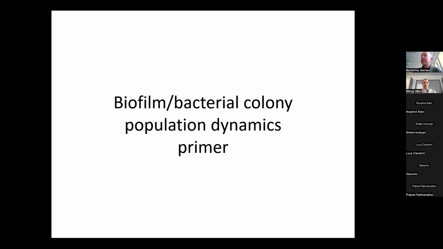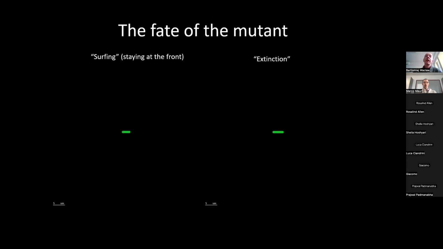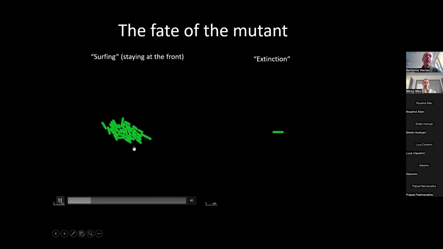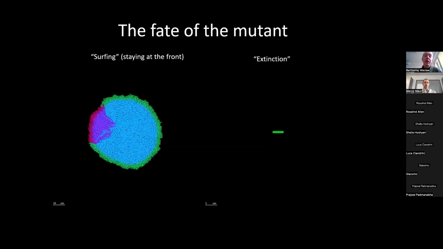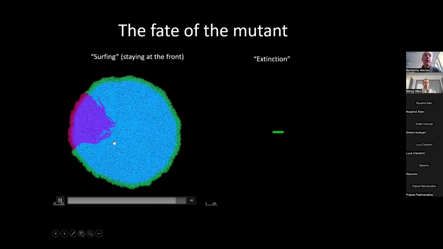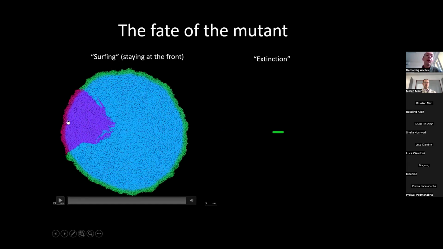Regarding these mutant sectors that emerge in bacterial biofilms, a mutant that occurs spontaneously does not always form one. This phenomenon, in which a mutant forms a macroscopic sector, is demonstrated in this video from a computer simulation here. I hope you can see the video. This phenomenon only occurs if this mutant somehow manages to stay close to the expanding edge of the biofilm, because this is where nutrients are and this is where the mutant can replicate, and only then can it form these macroscopic sectors.